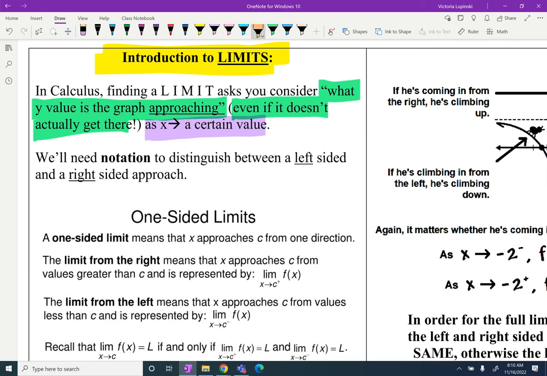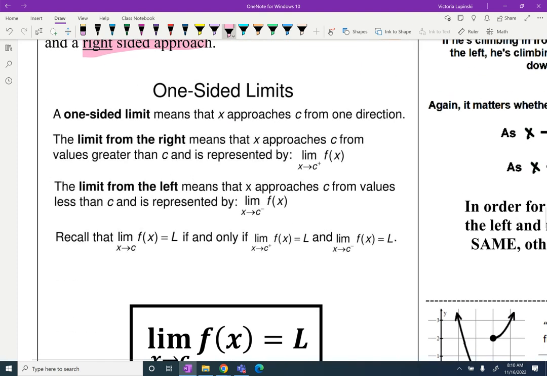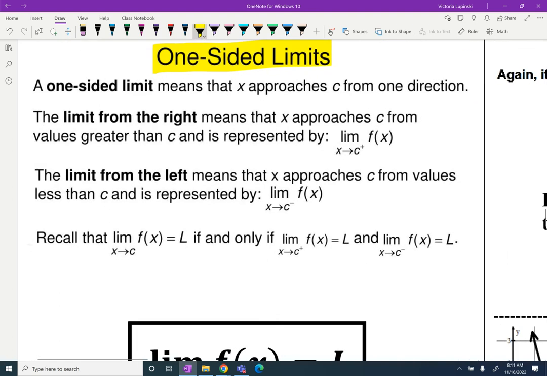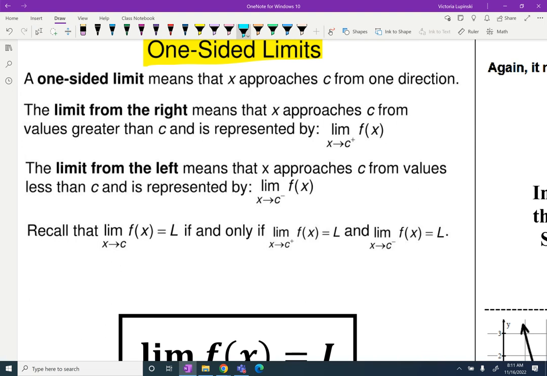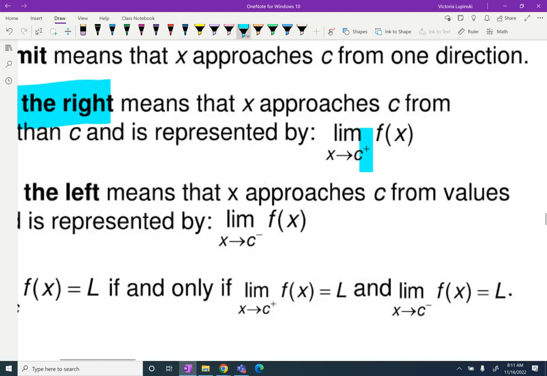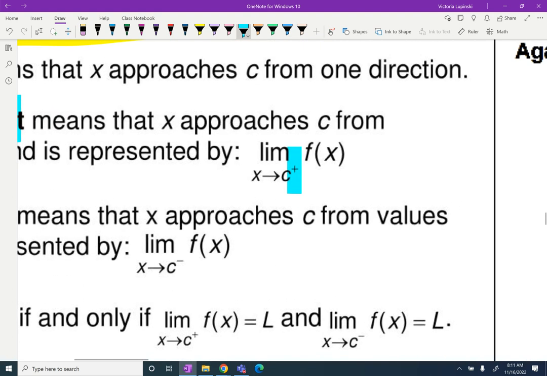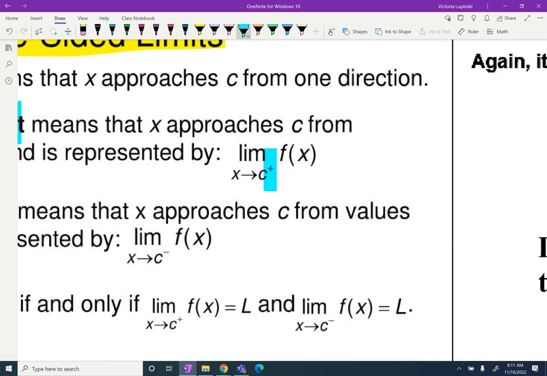In order to make sure that everybody is doing the same thing, we have to have some notation that differentiates between a left-sided approach and a right-sided approach. So differentiating between the two approaches, that is called a one-sided limit. Sometimes limits just want you to go from the right, sometimes they just want you to go from the left, and sometimes they want you to do both. So I could say to you the word right, or I could give you the following notation. A limit from the right, you'll see a little positive in the superscript of the limit. So that little plus sign there means you're approaching the value of c, but only from the positive side, aka the right side.